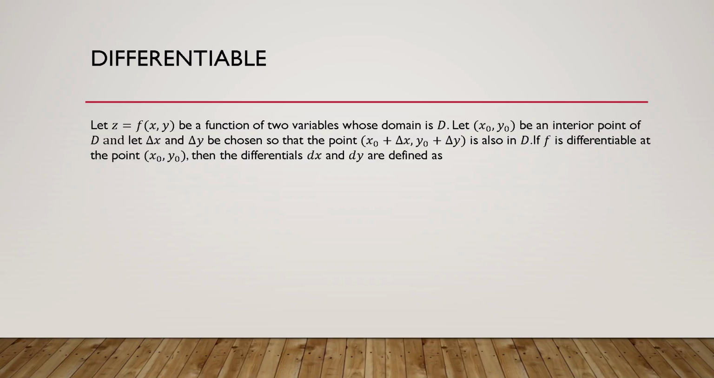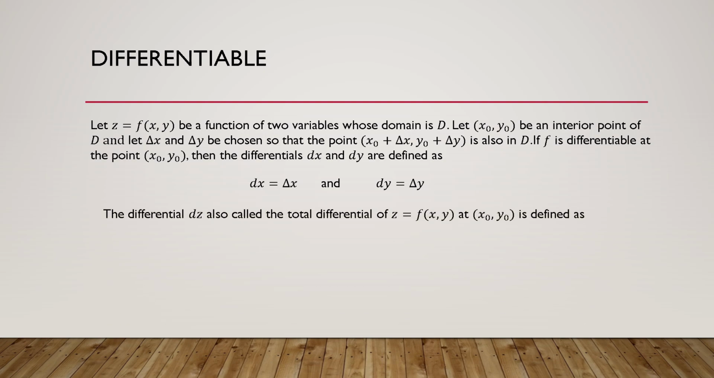Let z equal f of x, y be a function of two variables whose domain is D. Let (x sub 0, y sub 0) be an interior point of D, and let delta x and delta y be chosen so that the point (x sub 0 plus delta x, y sub 0 plus delta y) is also in D. If f is differentiable at the point (x sub 0, y sub 0), then the differentials dx and dy are defined as dx equals delta x and dy equals delta y.